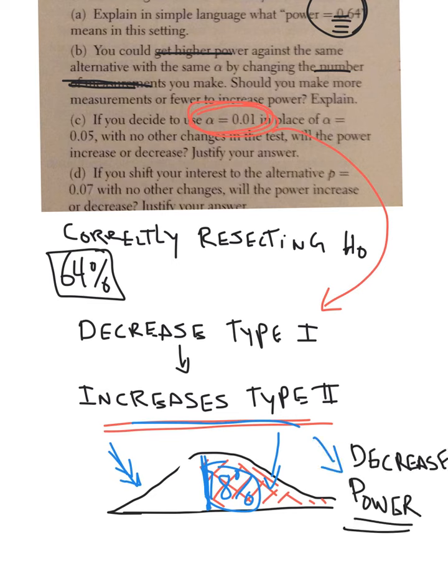So just to recap real quick, if we decrease the probability of a type 1 error, we increase the probability of a type 2 error. If we increase the probability of a type 2 error, we decrease the power. That might be some good stuff to write down.